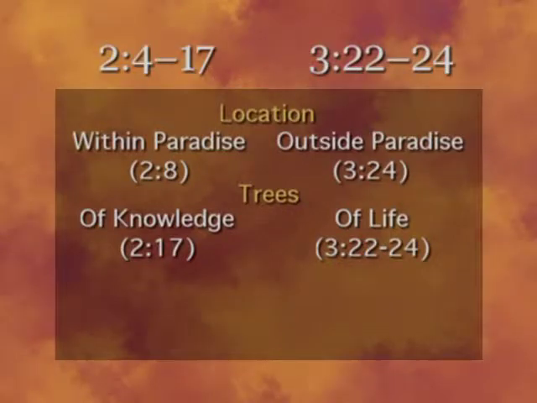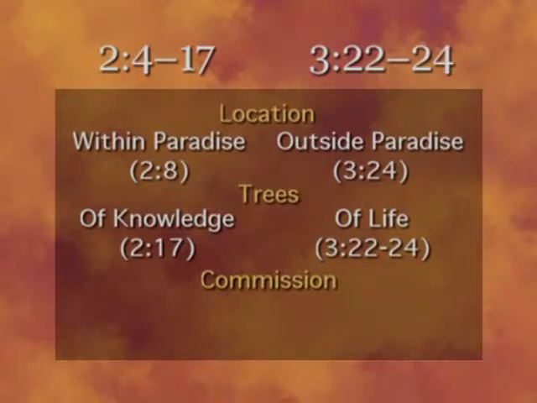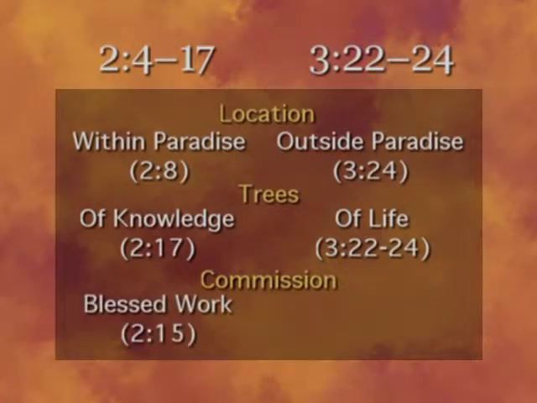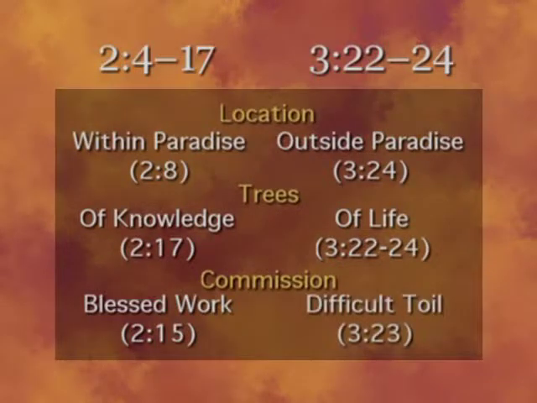A third difference between the beginning and ending of our narrative is in humanity's commission. In chapter 2 verse 15, the first step reports that God commissioned Adam to blessed work in the garden with no pain and no difficulty. In chapter 3 verse 23, however, God banished Adam and Eve from the garden and condemned them to difficult toil outside of the garden. This contrast also provides an essential perspective on the story. Not only did humanity lose the wonder of life in Eden, we were also condemned to difficulty so long as we remained away from the garden.